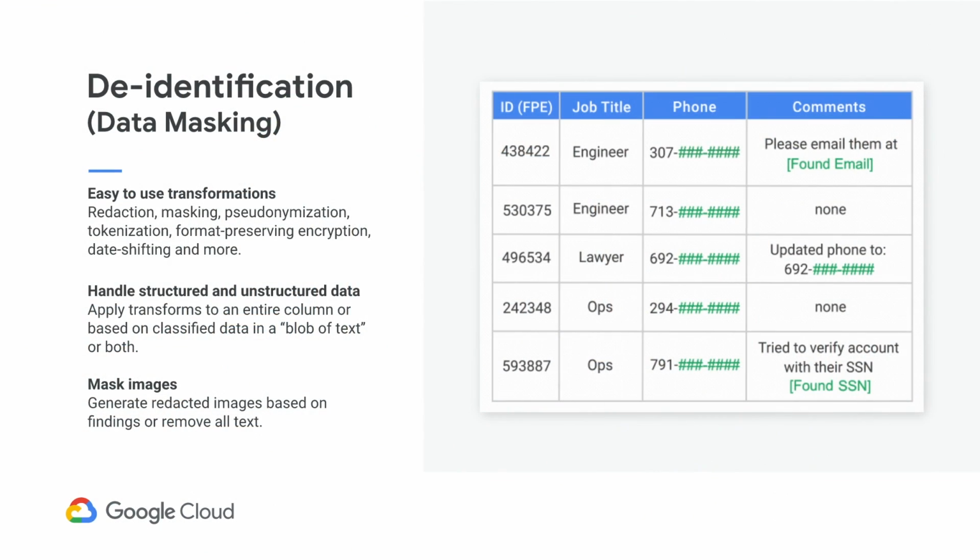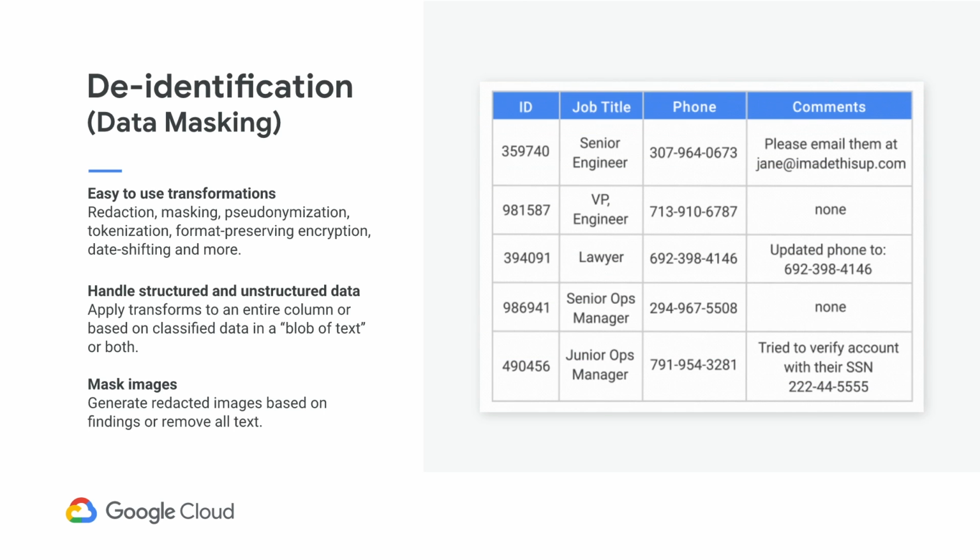The next core capability is what we call de-identification, sometimes referred to as data masking. And this is a set of transformation tools that allow you to actually take the data and transform it to reduce the risk. And in this simple animation that you're seeing here, we've got a table of data, and we're applying different transformations across different columns in this table.